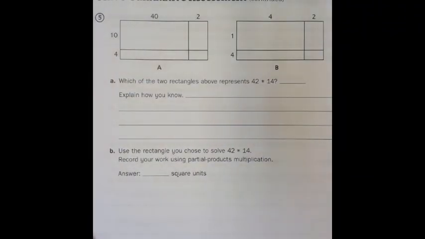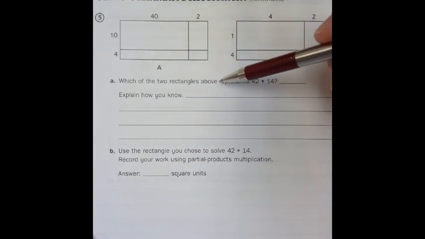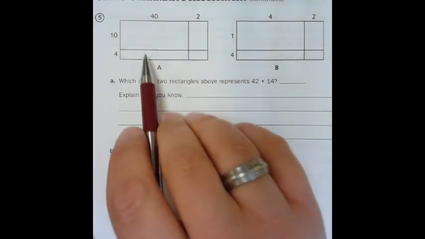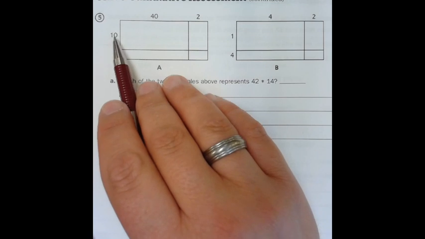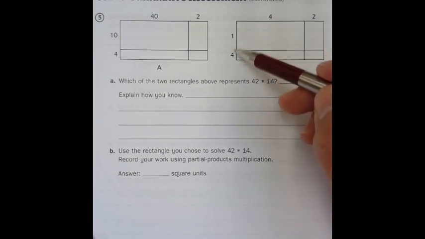Okay, so let's look at 5. And it's asking you here, which of the two rectangles above represents 42 times 14. So you have rectangle A here that shows 42, and then 10 and 4. And then you have a rectangle B here that shows just 4 and 2, and then 1 and 4.